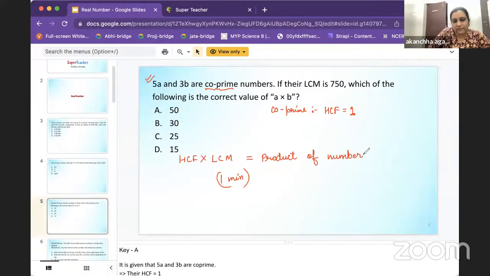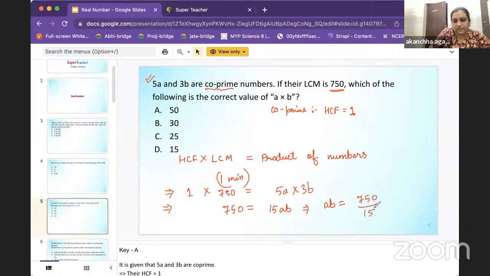So the HCF over here is 1 because the numbers were given to be co-prime. LCM is given in the question to us, which is 750. The product of the numbers can be easily found as the numbers are given, which is 5a times 3b. So what we'll get is 750 is equal to 15ab. So what we got is ab is equal to 750 over 15.